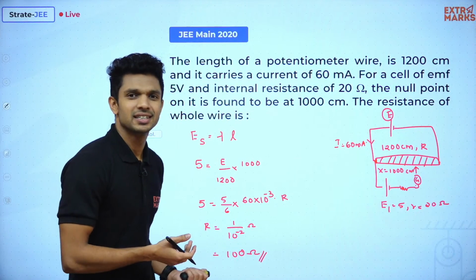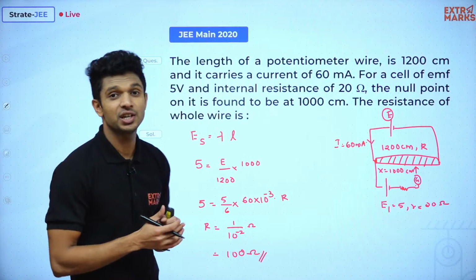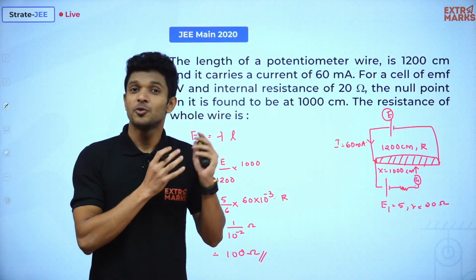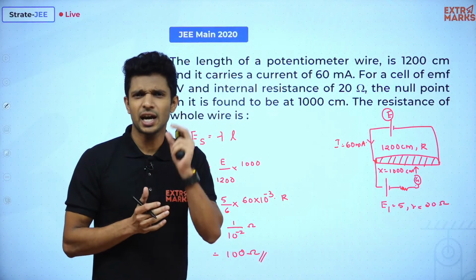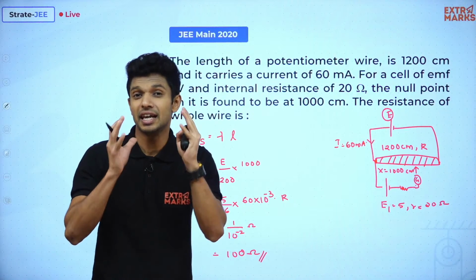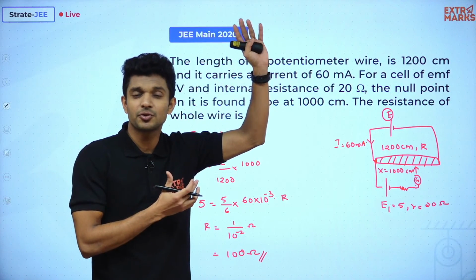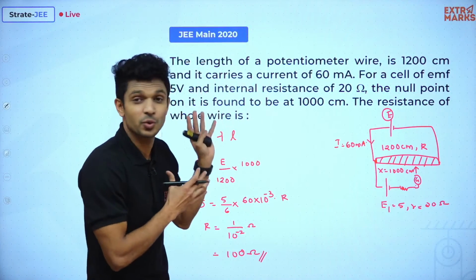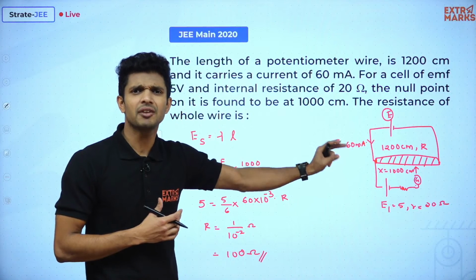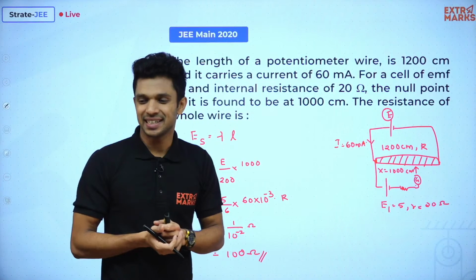Did you understand? This was actually a very good question, and it came in JEE Main 2020. So this is the level of questions you have to practice from this chapter of current electricity. I hope you all are getting the level of the questions you have to practice. Don't go for very high level questions if you are planning for JEE Main. If you know this much about potentiometer and current electricity, cracking JEE is not a big deal.